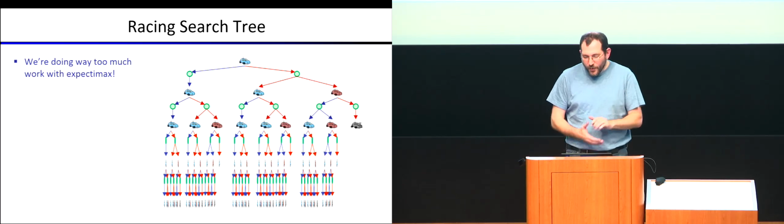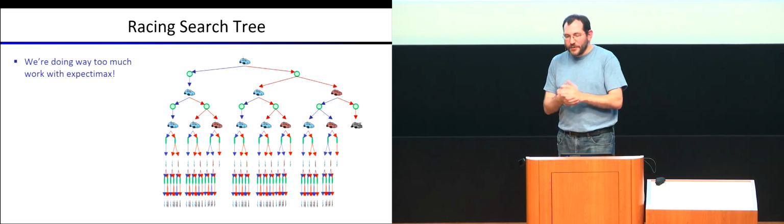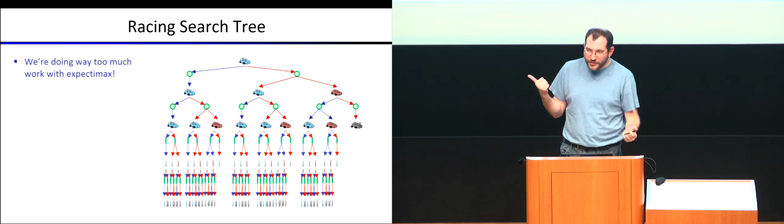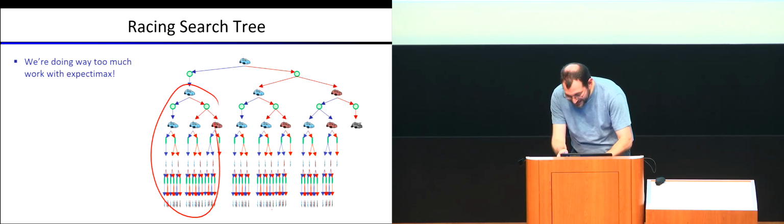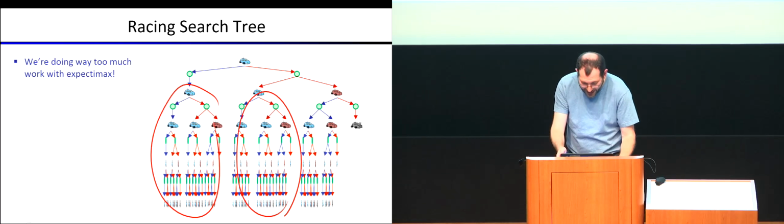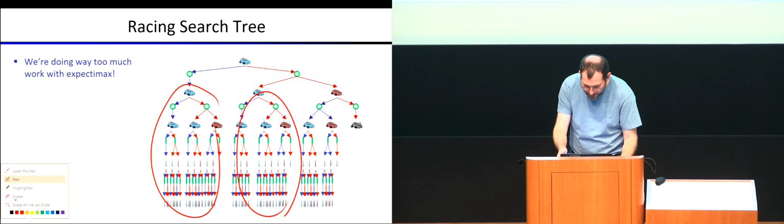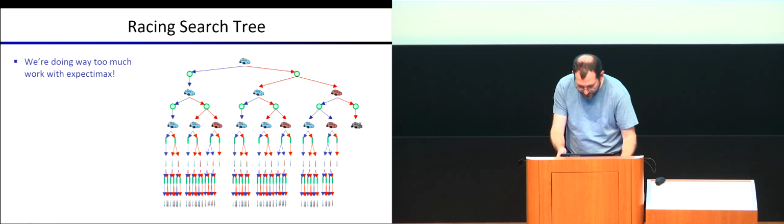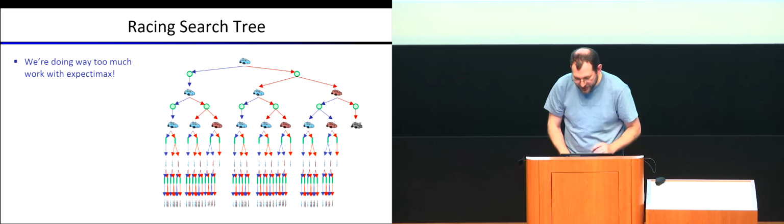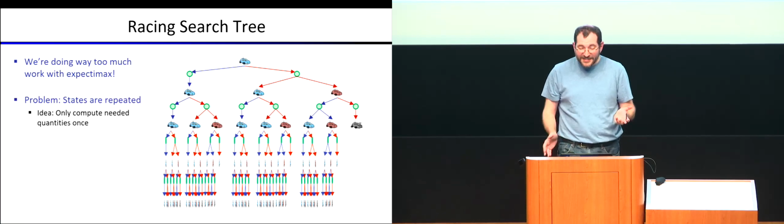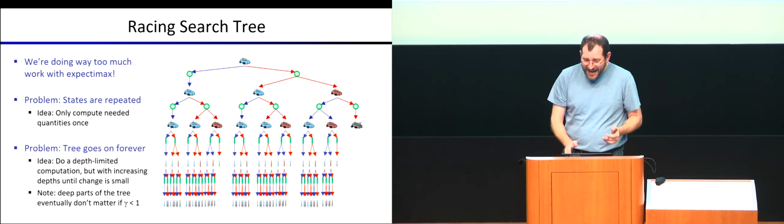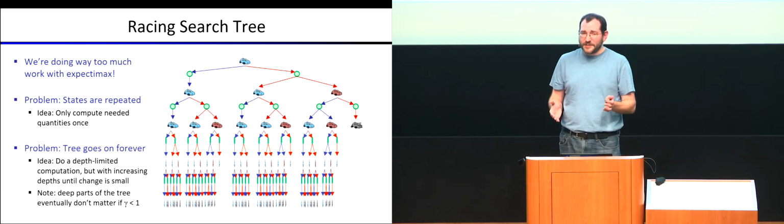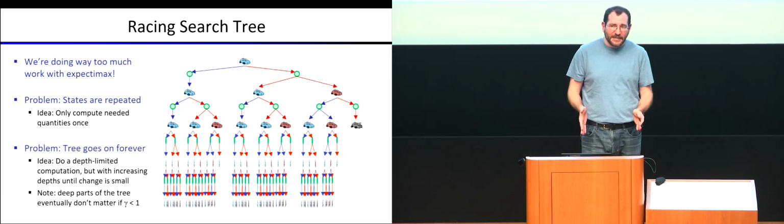So, why should we not just run Expectimax? Well, problem 1, we're doing way too much work. Among other things, this whole subtree is exactly the same as this whole subtree. So there's, at a minimum, duplicated work, and in fact there's exponentially duplicated work. That's one problem, the states repeated problem. Second, this tree is actually infinite, so running Expectimax on an infinite tree is sort of a bad idea.